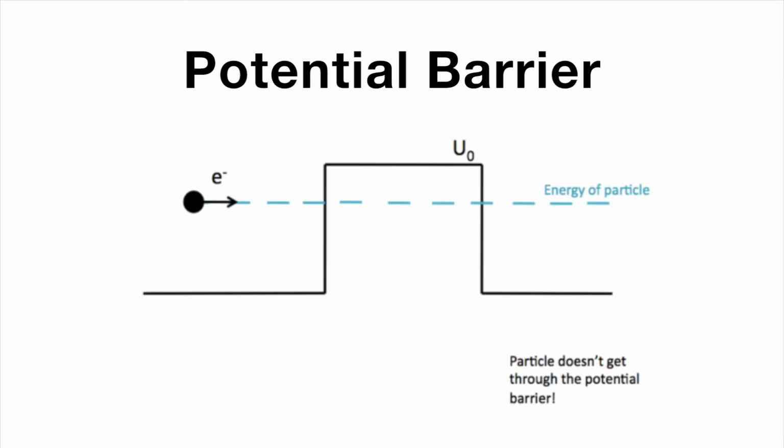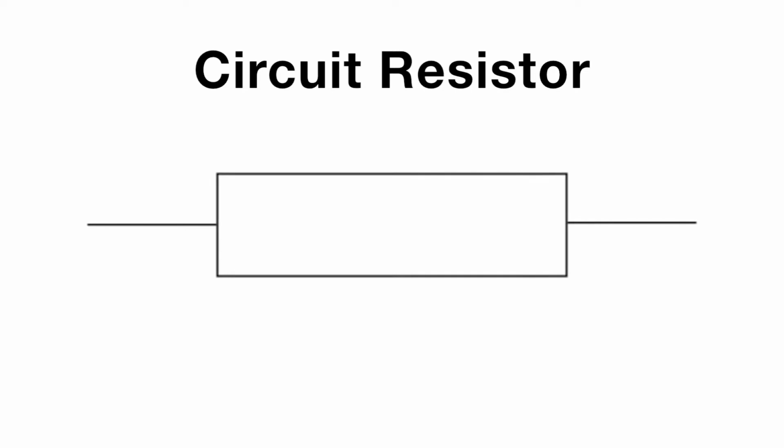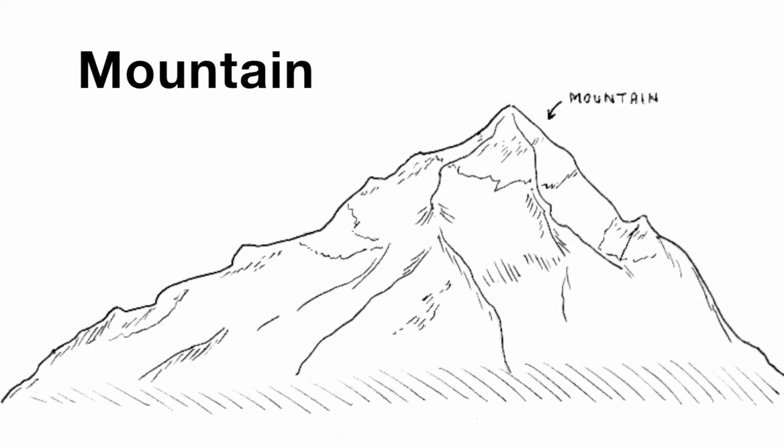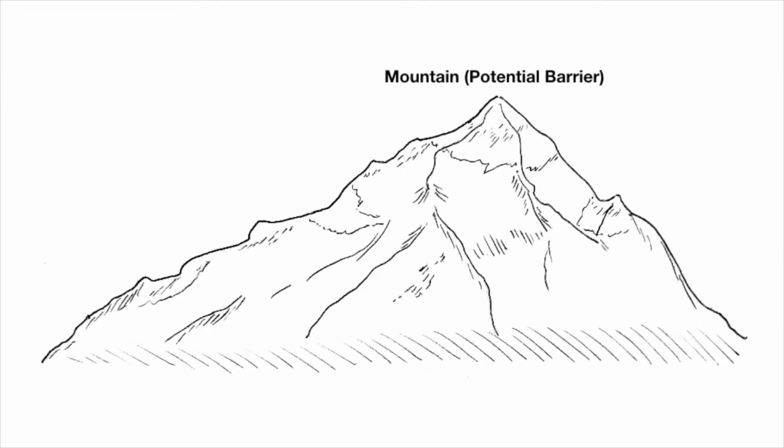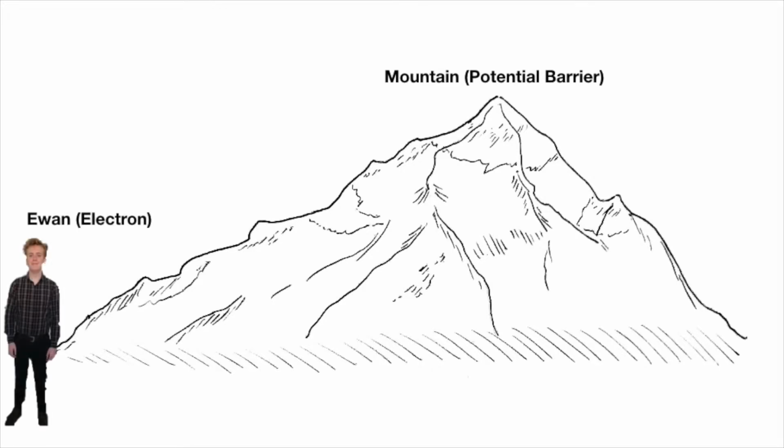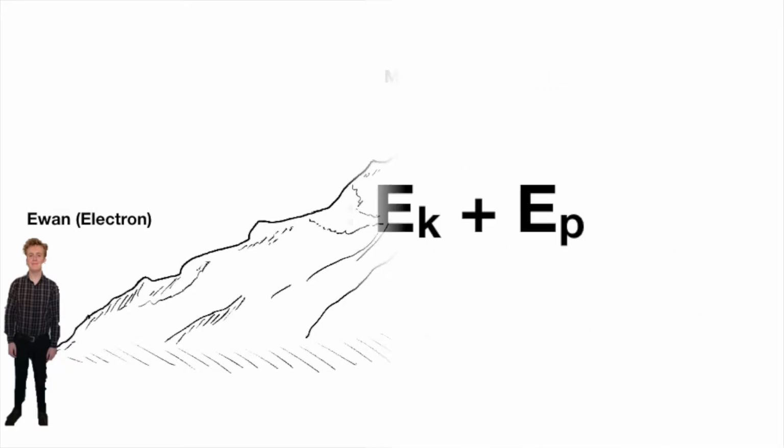A potential barrier is a region where the potential is significantly higher than the areas around it, so the energy required to pass through the barrier is much higher than the surrounding areas. This can be a high resistance area in an electric field, or a physically high place, such as a mountain, in a gravitational field. So we can make this more understandable by visualizing the barrier as a mountain and electron as Ewan. Let's consider the case of Ewan trying to climb over a mountain.